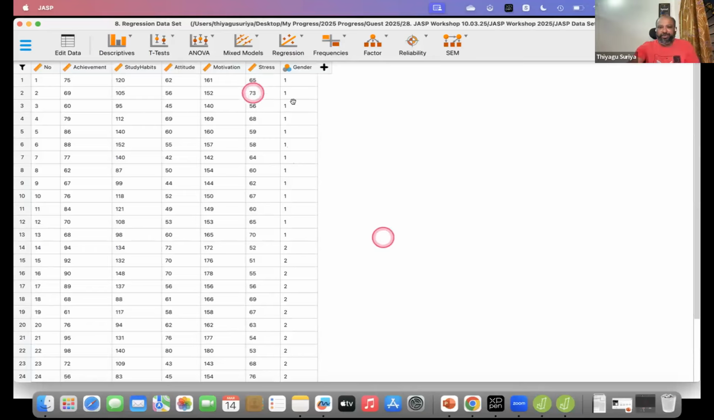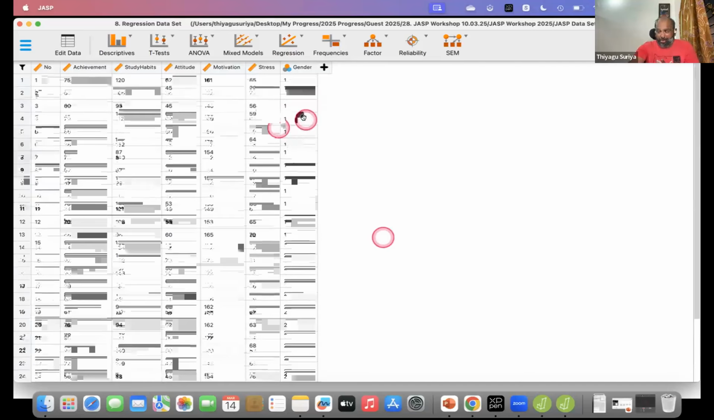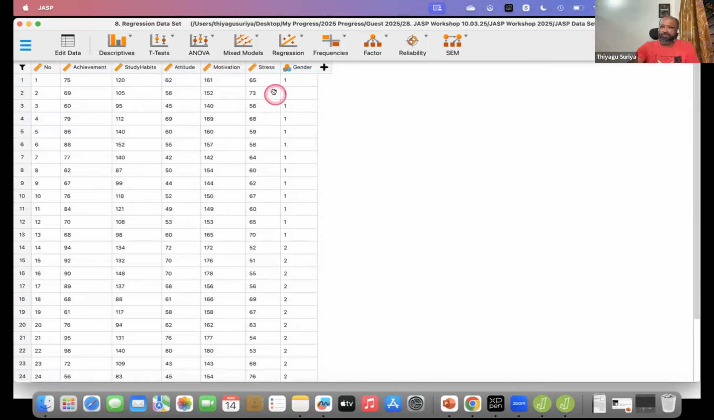Don't worry that gender is nominal. In the case of simple linear regression, both variables should be continuous. But in multiple linear regression, at least one or two variables may be categorical, and that's no problem. That's not an issue.